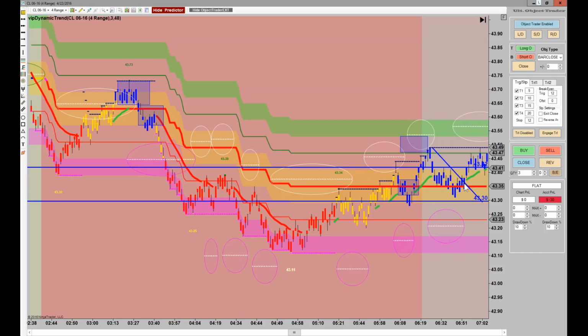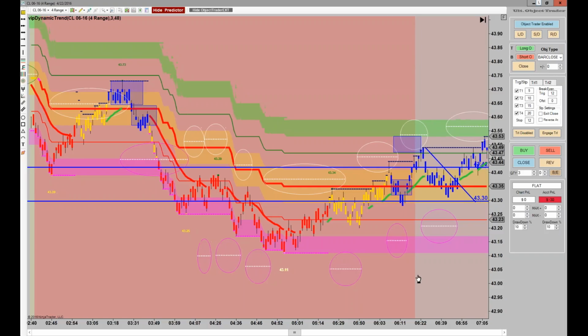I don't like to personally take the ray trades a lot of times because they'll just barely break them and then they'll pop back down to support. But you do have areas that you can get in this trade. This looks to me like it's going to be a trend change. We'll find out.